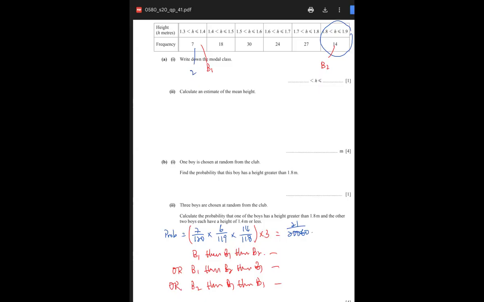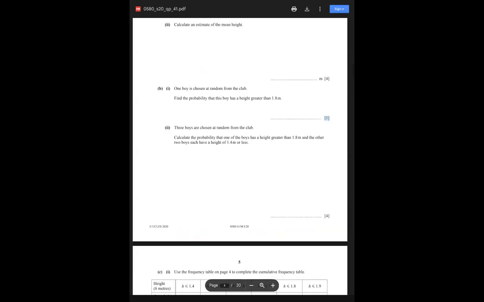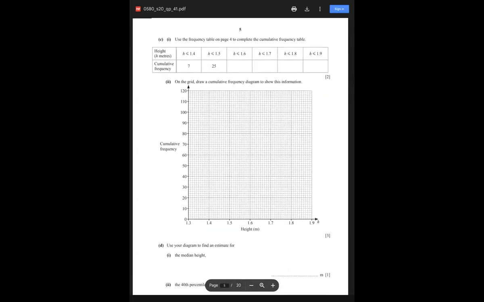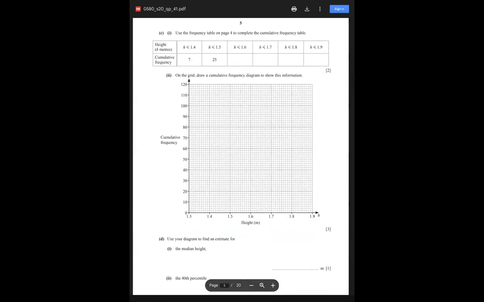This year a bit hard. Got a lot of tricky questions. Need you to think a bit. Okay, next one is free marks. Use the frequency table on page 14 to complete the cumulative frequency.